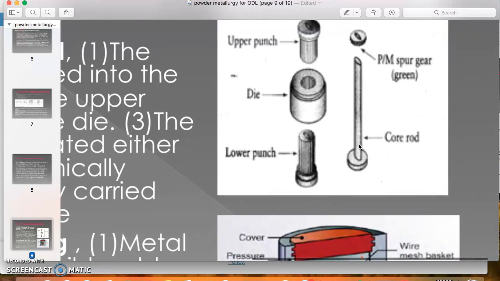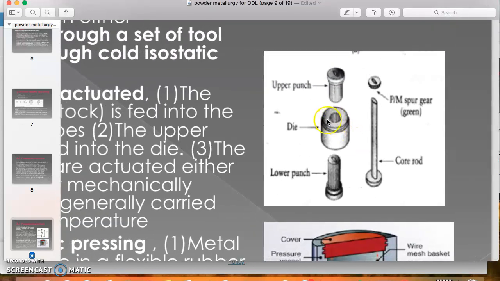Okay, for the common tool and die, we refer to the figure. We have a die, and we have an upper punch and a lower punch. Because our product is hollow in the middle, we have to provide a core. The powder metal will be placed inside the die, and then the upper punch will go down and the lower punch will go up and compress the powder metal. At the end of the process, when we open the die and the punches, we will get the compressed part.